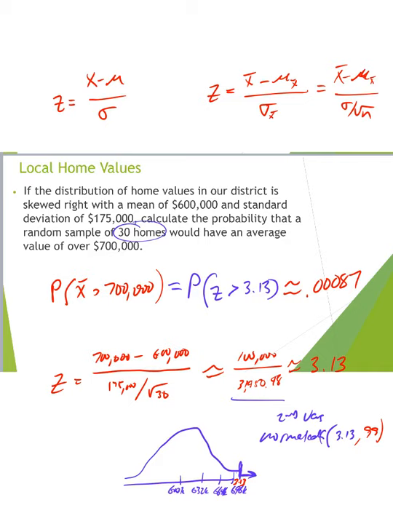In other words, extremely unlikely, tenths, hundreds, thousands, 10,000s, 100,000s. If we took 100,000 samples of 30, we'd only get 87 out of 100,000 that would be this much over the mean. So pretty rare for us to get an average of 700,000. As you can expect, most of our averages will be somewhere in that 570 to 630,000 range in terms of the averages.